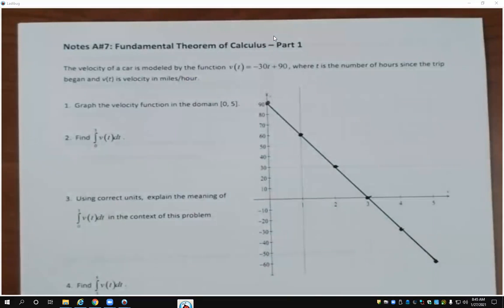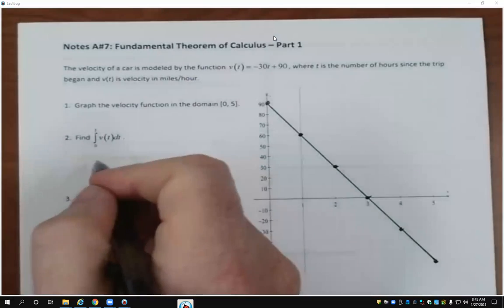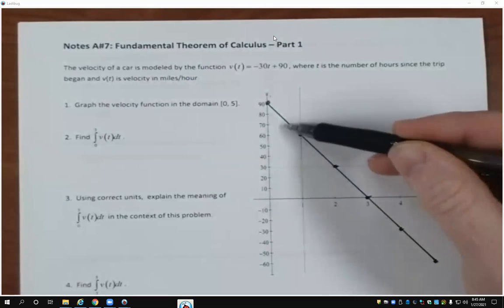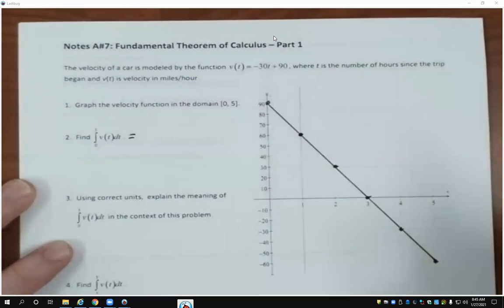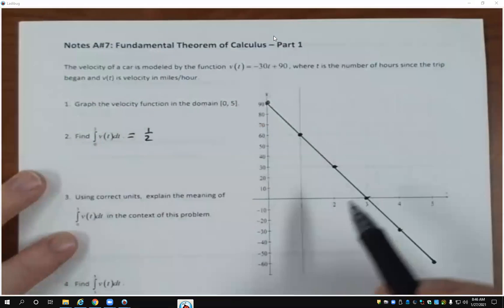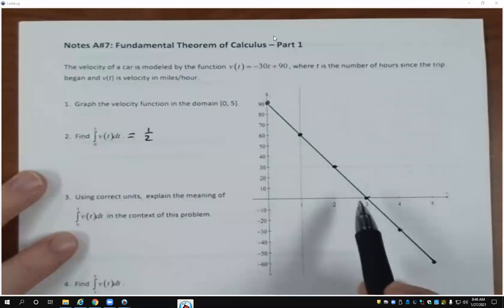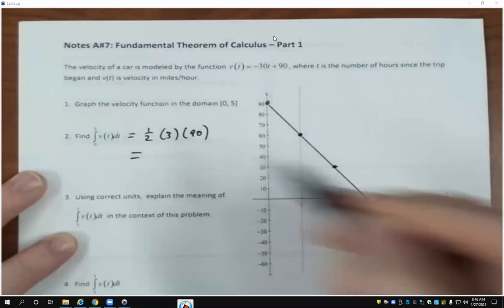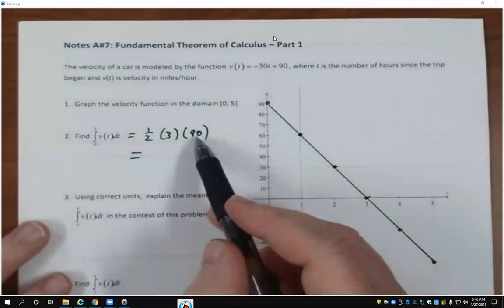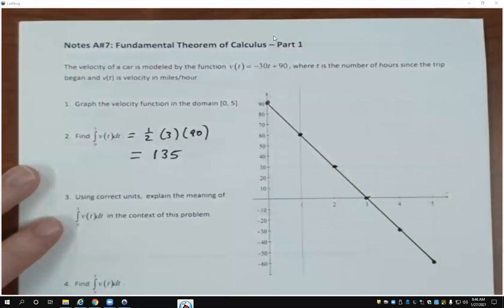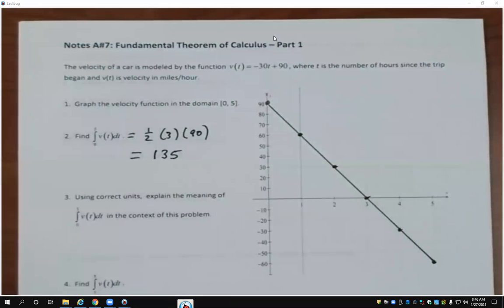All right, number 2: find the integral from 0 to 3. So we're just finding the area of this positive stuff right in here. As of right now, we only know how to do it with geometric formulas. So it's 1/2 times a base of 3 times a height of 90. 90 times 3 is 270, and half of 270 is 135. All right, so that's what we've done so far.